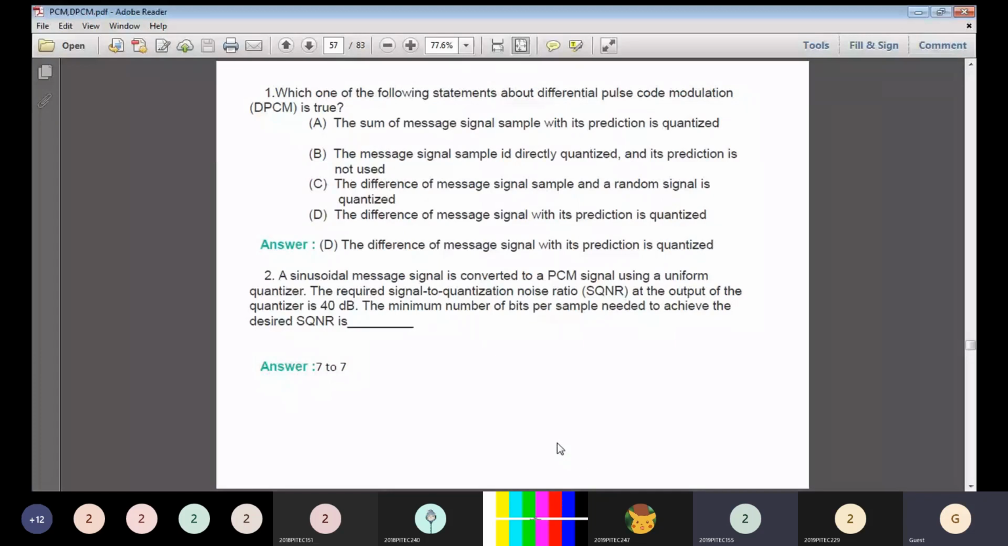Next, a sinusoidal message signal is converted to a PCM signal using a uniform quantizer. The required signal to quantization noise ratio, SQNR, at the output of the quantizer is 40 dB. The minimum number of bits per sample needed to achieve the desired SQNR is 7.